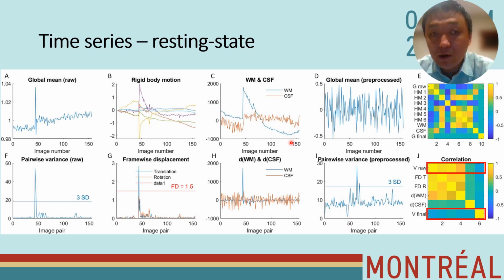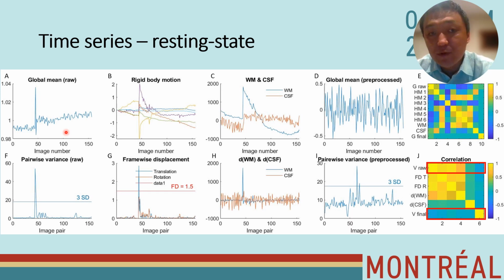We can also calculate the temporal derivative, or the differences between each consecutive images. We can see that those spikes also showed up, which corresponds very well with the hand motion frame-wise displacement and the changes of variance in these time pairs. So this shows that this hand motion may contaminate the fMRI signals. And the question becomes whether, when we perform the pre-processing, we can remove such kind of contaminations.